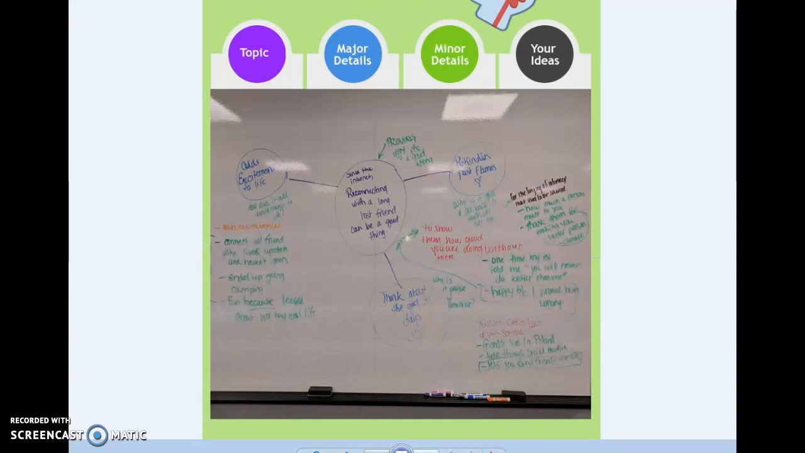So let's take a look at our brainstorming. As a reminder, our topic is in the center of the brainstorming web. The blue circles are our reasons why, or our major details. The green and other colored circles are the minor details that explain in more depth. Remember, it is through the minor details that you will prove your topic sentence. Now let's take a look at the paragraph that was created from this brainstorming.